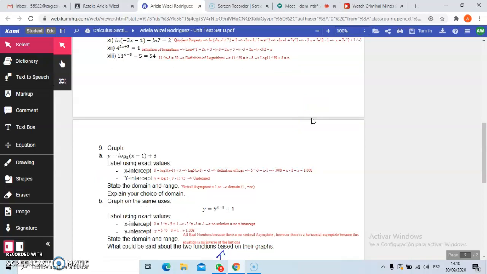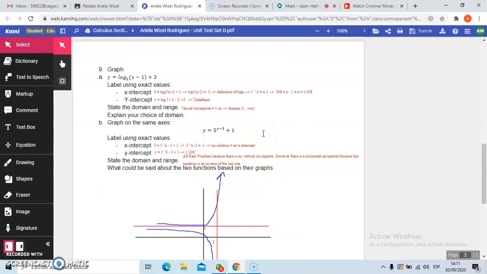For the last one of 8, I use the definition of logarithms again, but first I added 5 on both sides. Then I applied the definition of logarithms and I solved for n, so I am left with log base 11 of 59 plus 8 is equal to n.